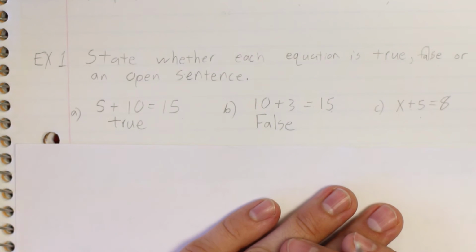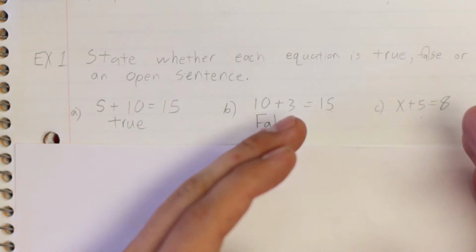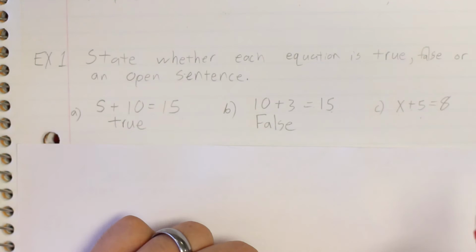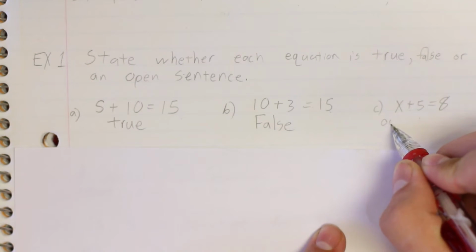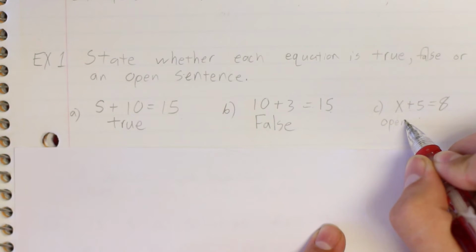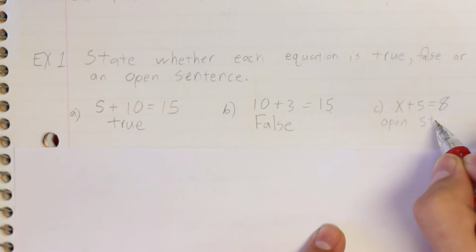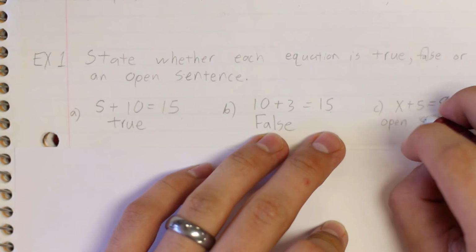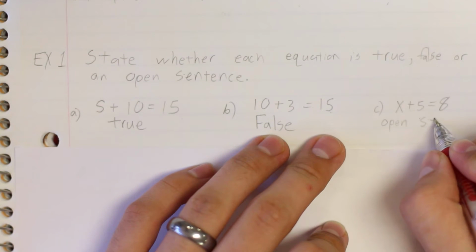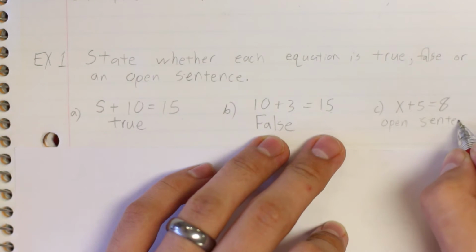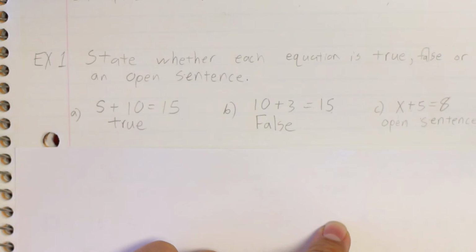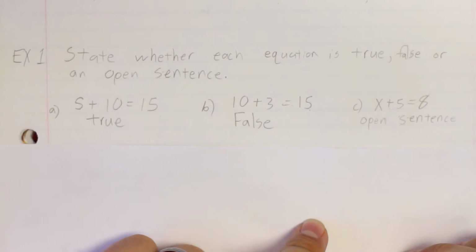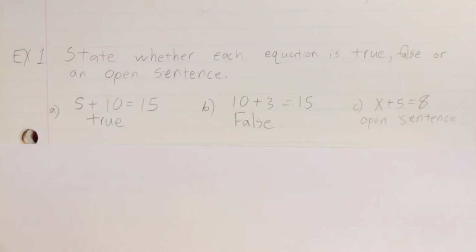X plus 5 is equal to 8. Is that true? Well, we don't know because we don't know what x is. It could be, it could not be. But since we don't know, we can't say one way or the other, so we say it is an open sentence. It's basically, we're saying it's open to interpretation. We don't really know. I don't know why I tried to put a T there. S-E-N-T-E-N-C-E. There you go. Open sentence. Okay?